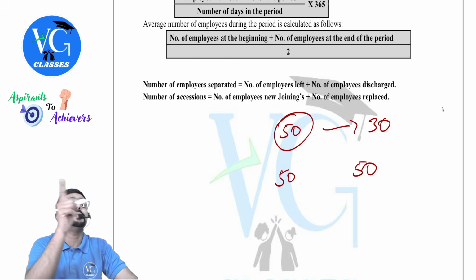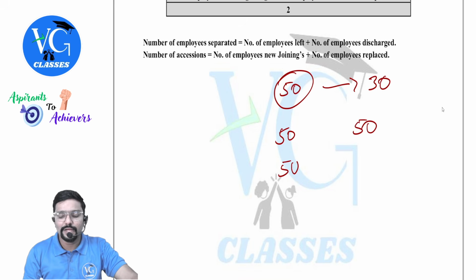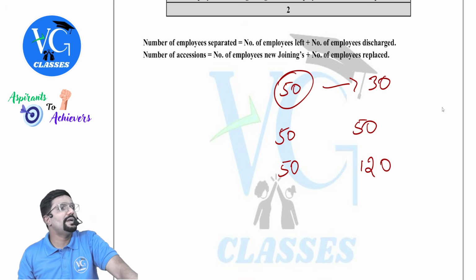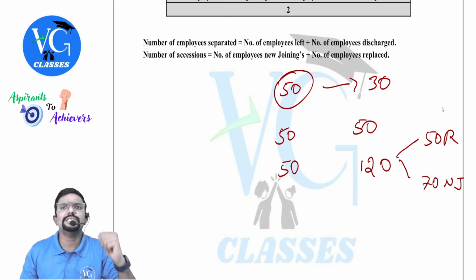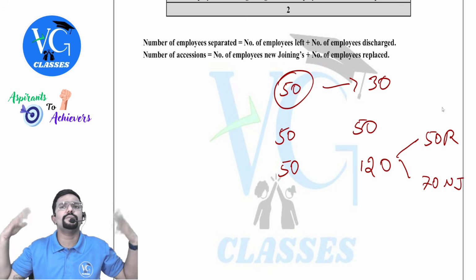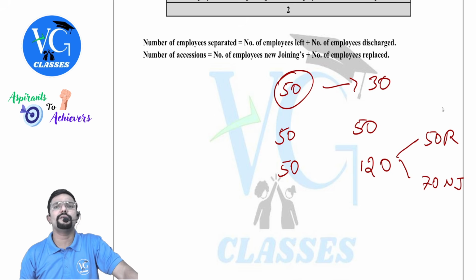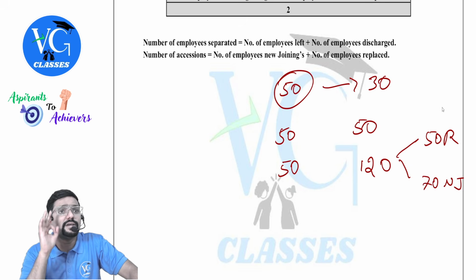What do we call it? Replacement. Now assume 50 employees left and I appointed 120 people. That means 50 is replacement, and another 70 are new joinees, due to an expansion plan. The company is expanding and growing. I want more and more workers because there is more demand for my products. So 70 is new joinees, and 50 is replacement.